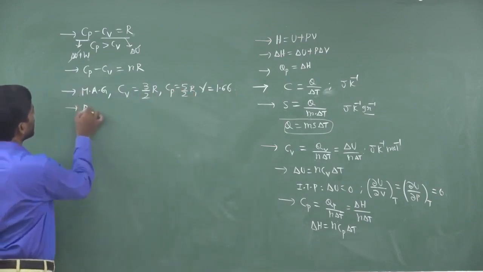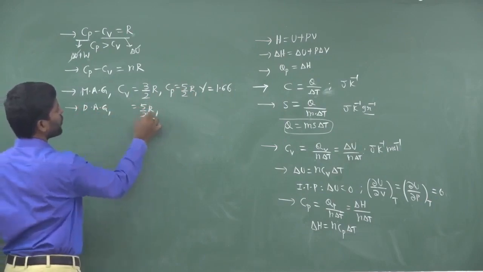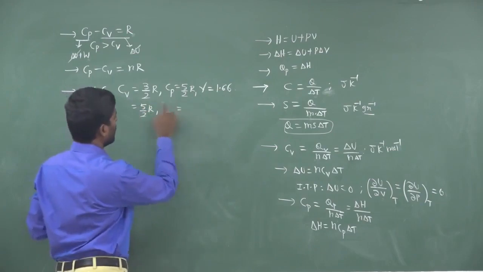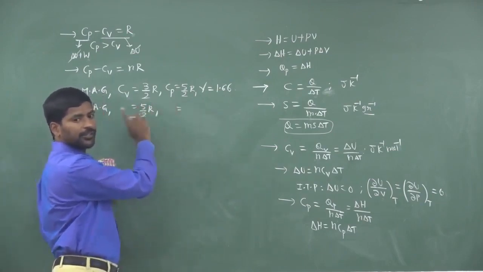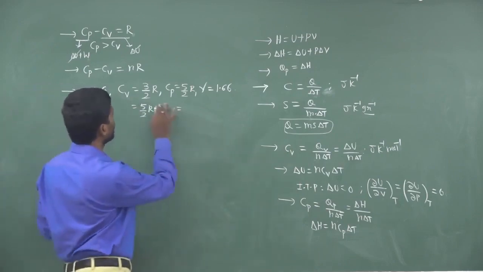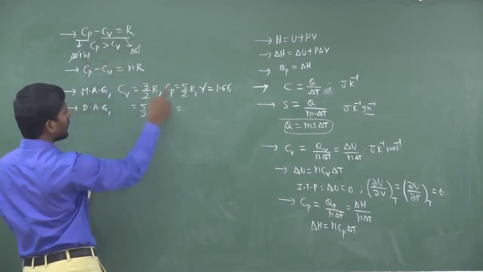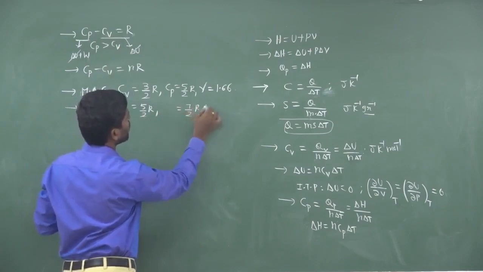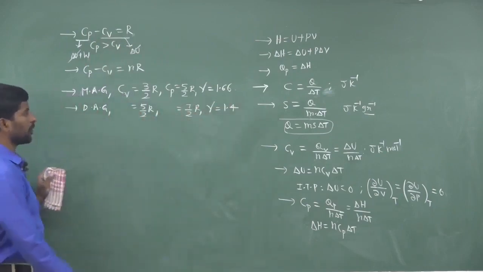For diatomic gas, Cv is 5 by 2 R. There are 3 translational motions and 2 rotational motions contributing, so we get 5 degrees of freedom. Each degree of freedom contributes 1 by 2 R. Cp is nothing but Cv plus R: 5 by 2 R plus R, that is 7 by 2 R. So we get the heat capacity ratio 7 by 5, which is 1.4.